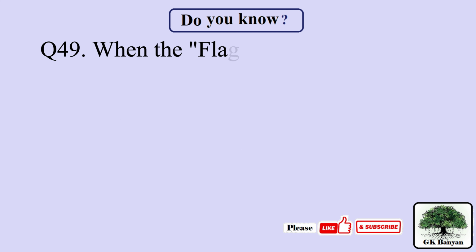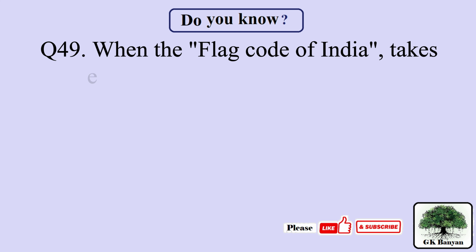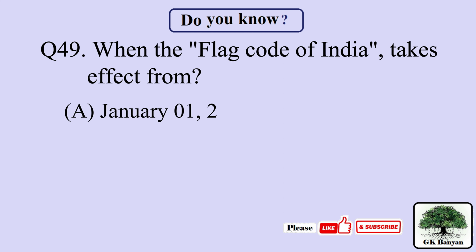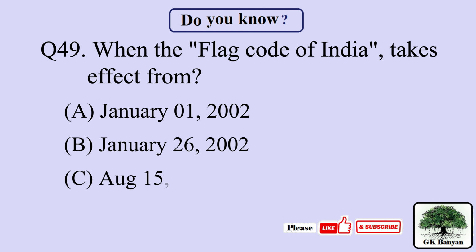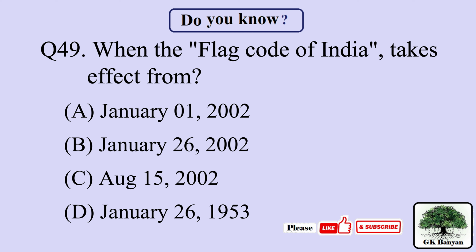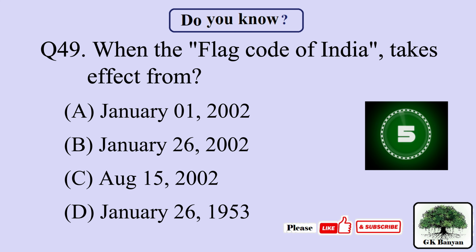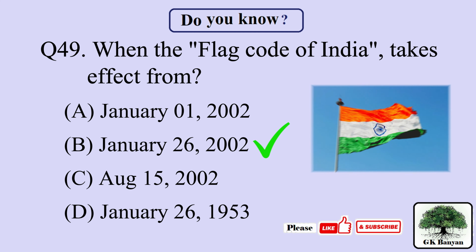Question 49. When did the Flag Code of India take effect? Your options are A. January 1, 2002, B. January 26, 2002, C. August 15, 2002, D. January 26, 1953. Your time starts now. 5, 4, 3, 2, 1. The right answer is B.